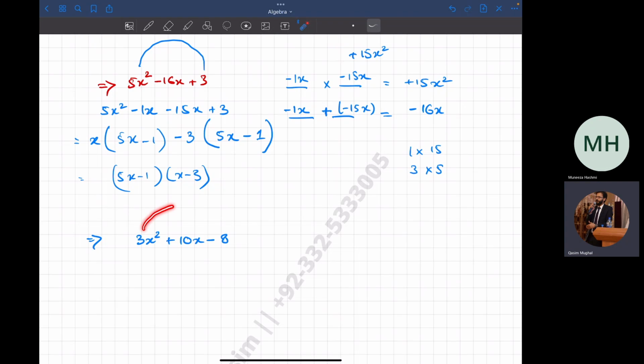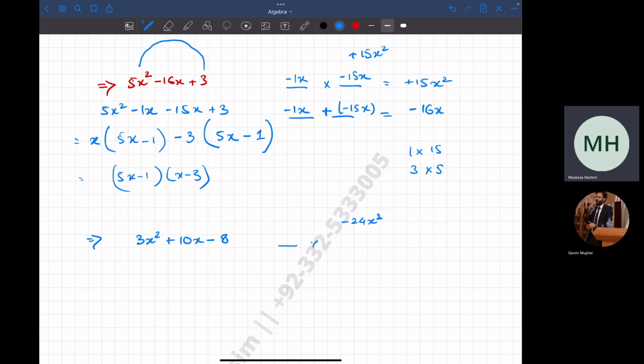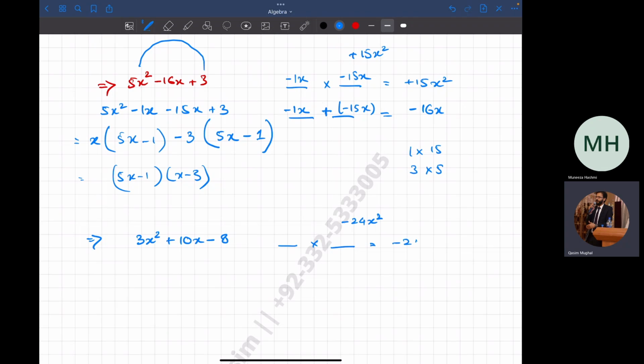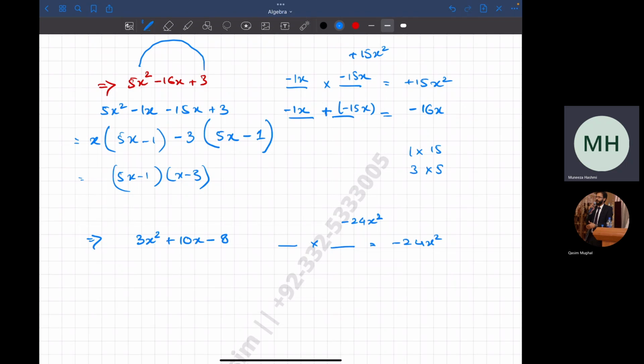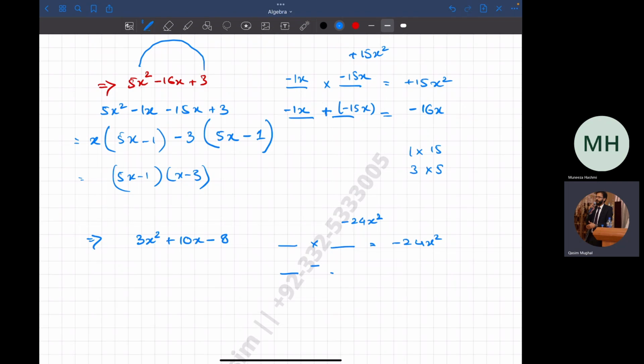Okay, now what do you get in this case? Negative 24. Shabash. Now, what? The product should be negative 24x squared. And then the difference should be plus 10x. Shabash. Plus 10. Nice. All right, think of the numbers.